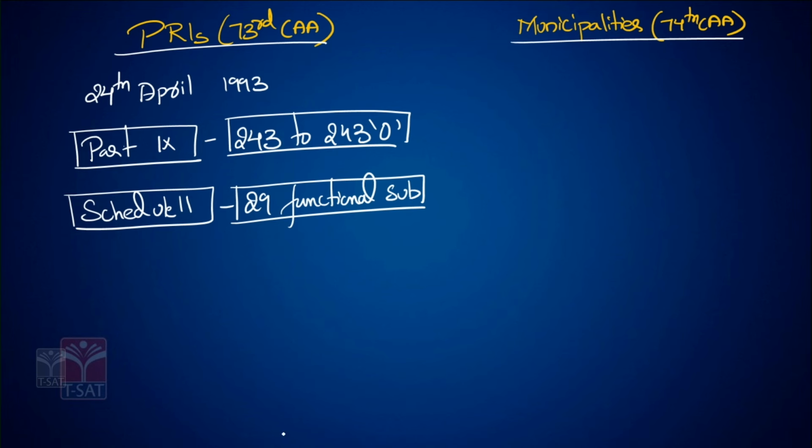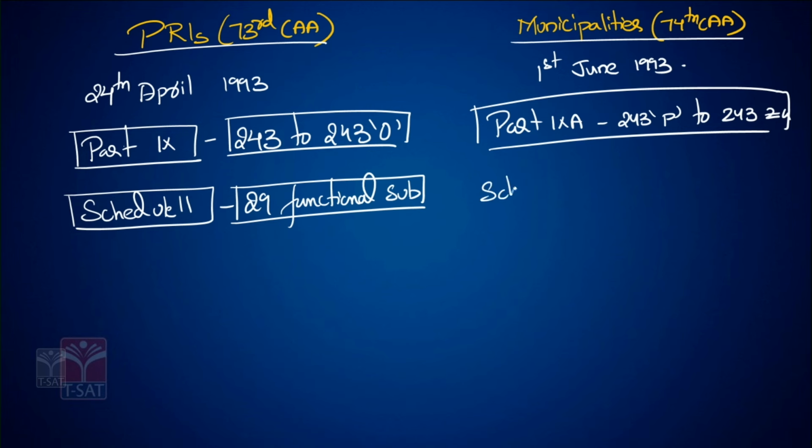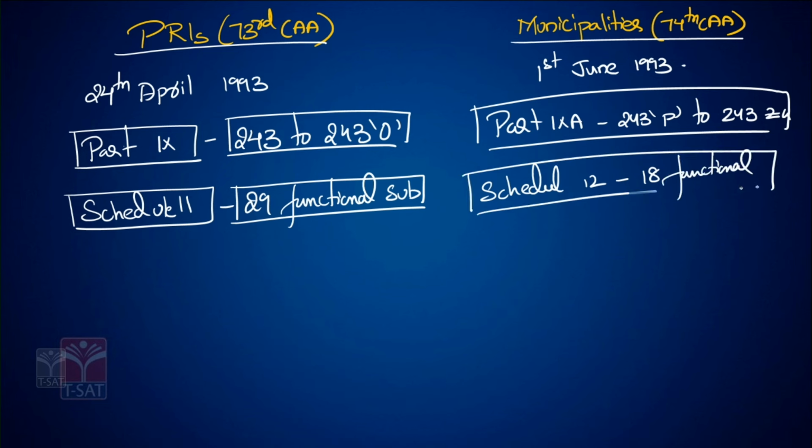Now, coming to municipalities, it came into force on 1st June 1993, and it added Part 9A, discussed from Article 243P to Article 243ZG. Okay, G for genius. The 74th Amendment Act also added Schedule 12, which consists of 18 functional subjects to be performed by municipalities.